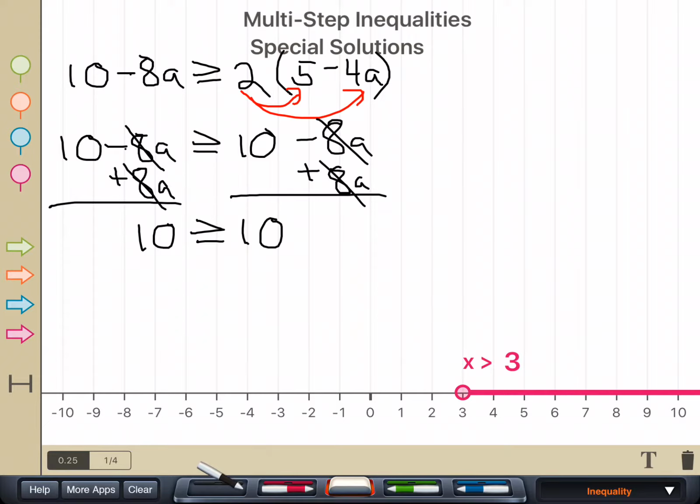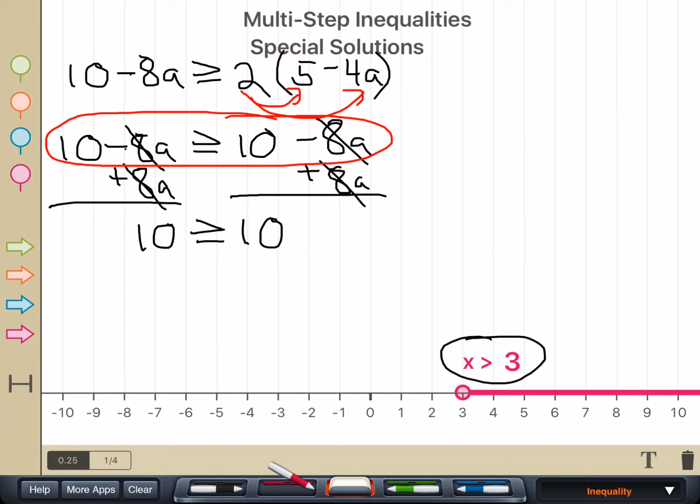And this is a bit of a head scratcher because we are used to having a solution that looks like this: a variable on one side and a value on the other side with an inequality sign in the middle. We don't have that. We have 10 is greater than or equal to 10. What this means is that the solution set is any real number. We can put any real number in there and it's going to be equal.